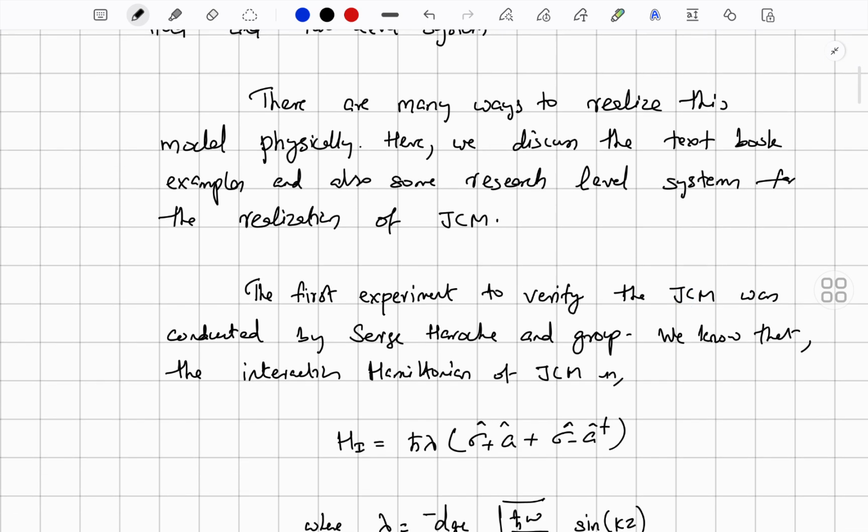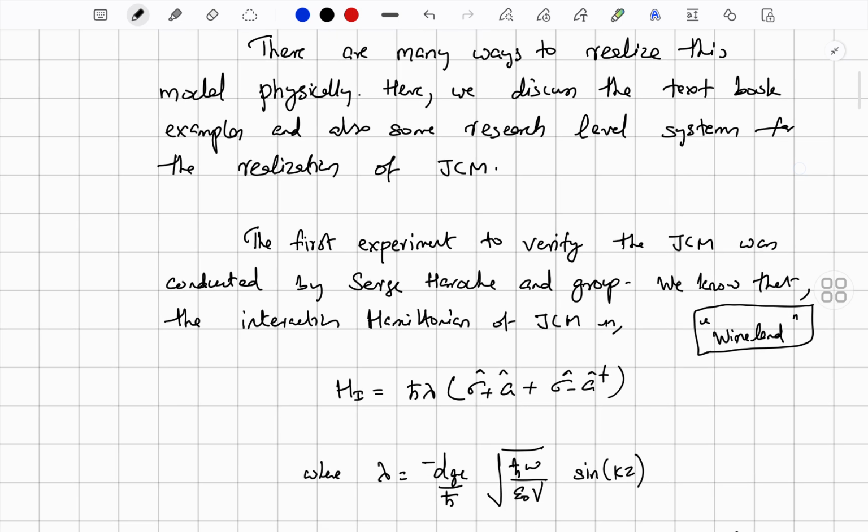Historically, the first experiment to verify the JCM was conducted by the Serge Haroche group. In parallel, there was another group as well, called the Wineland group. I am not going to explain the Wineland group's work in this particular lecture. It is also part of the Jaynes-Cummings model, and I will briefly describe the actual experiment done by the Wineland group later. I am focusing on the work of Serge Haroche because that is the experiment discussed in your textbook.